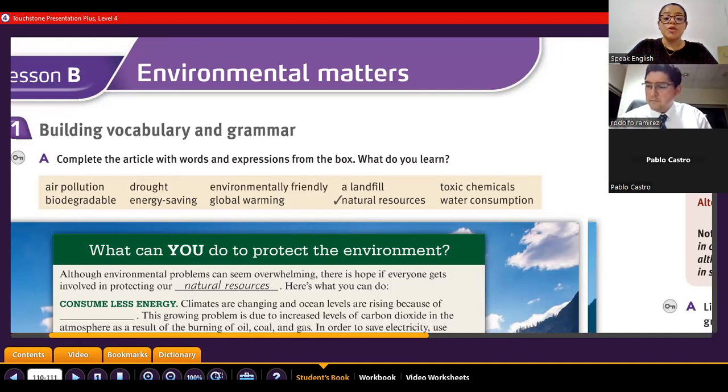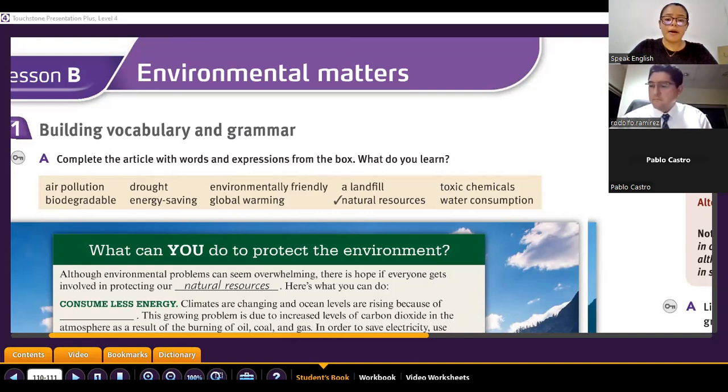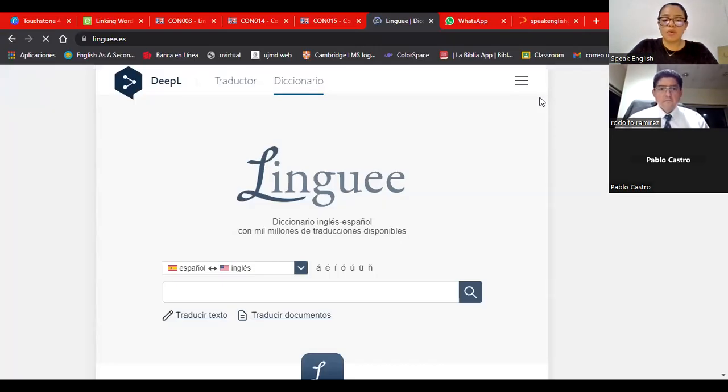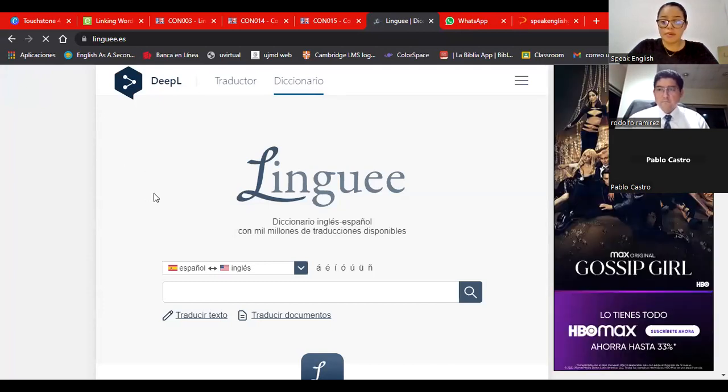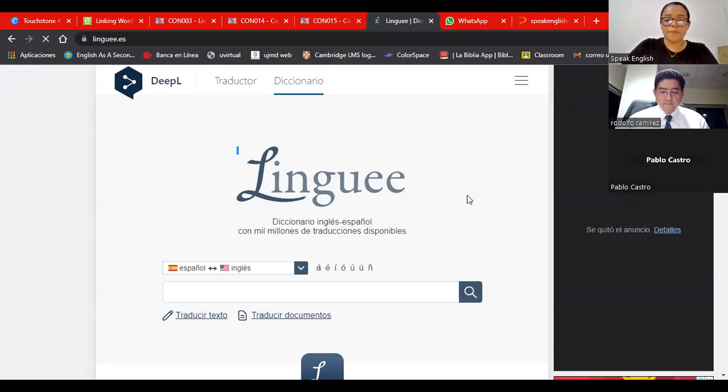Now, question. Let me share my screen over here. Do you have any translator or dictionary? Yes, I have. Perfect. I recommend this one. The name of this dictionary is Lingui. But if you use another, it's fine. But please try to avoid Google Translator, okay?